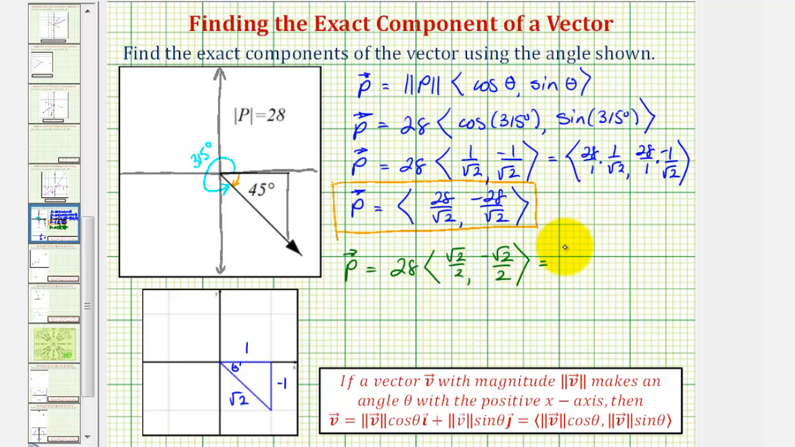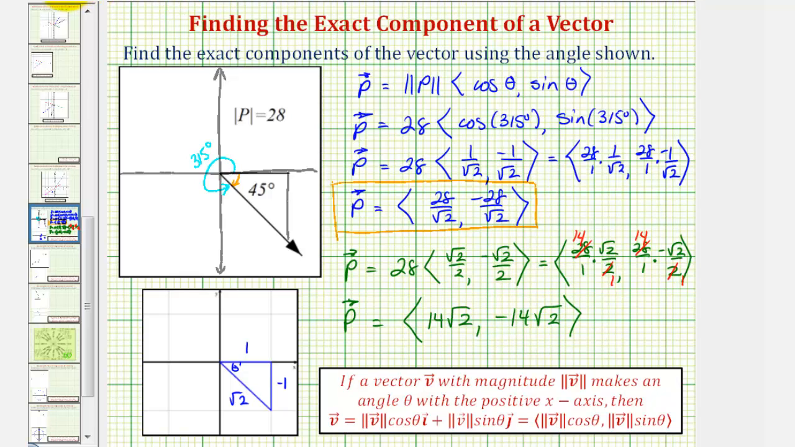And now when we perform the scalar multiplication, we'd have 28 over 1 times square root 2 over 2, and then we'd have 28 over 1 times negative square root 2 over 2. And notice here we can simplify before multiplying. There's a 2 in the denominator, and 14 2s in 28, and the same thing here. So the x-component would be 14 square root 2, and the y-component would be negative 14 square root 2.